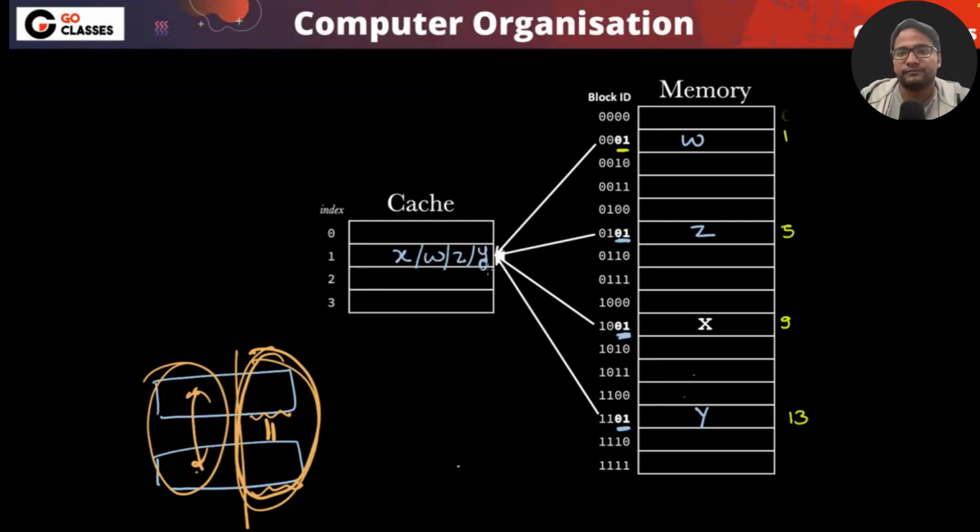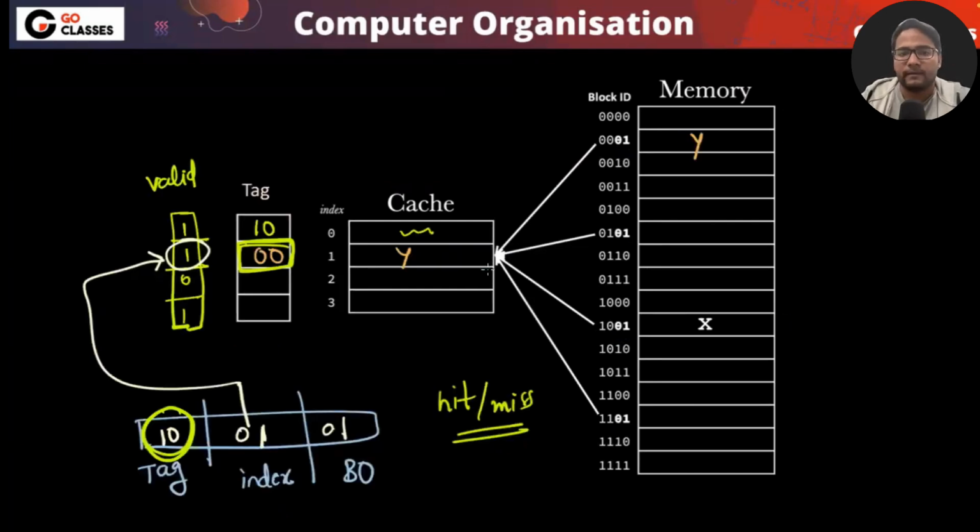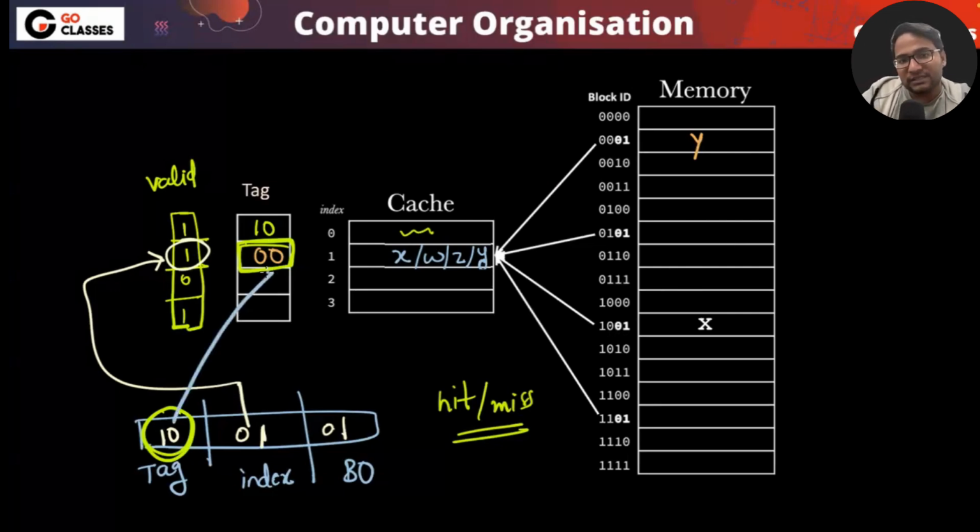So basically, it can contain maybe x, maybe w, maybe z, maybe y. Now, let's suppose this tag is 0, 0. It means currently it is containing y. If it is, let's suppose, 1, 0, then x. If it is 0, 1, then something else, right? So it will match this tag. If this tag is matching, then hit, otherwise miss.